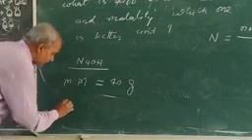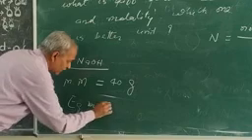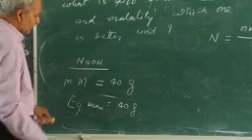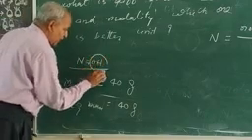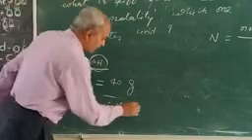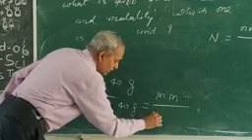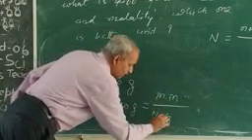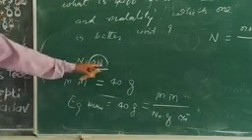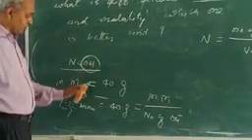And what is its equivalent mass? The equivalent mass of sodium hydroxide is also 40, because the number of replaceable OH minus ions in sodium hydroxide is 1, and therefore equivalent mass is equal to the molar mass divided by the number of replaceable OH minus ions, whatever is displaced from the sodium hydroxide. Here the value is 1, therefore equivalent mass of sodium hydroxide is also 40 gram.